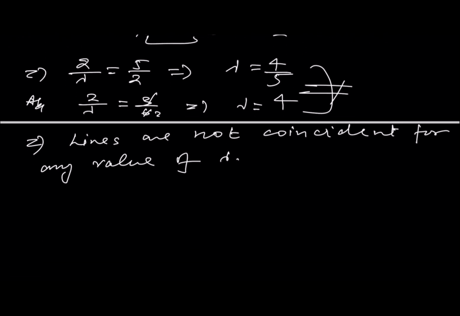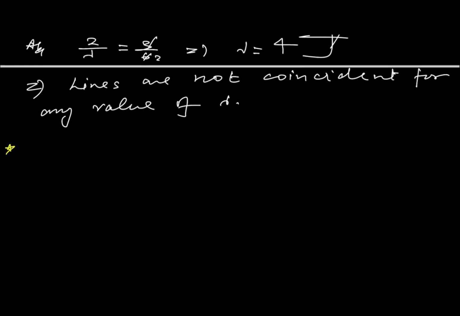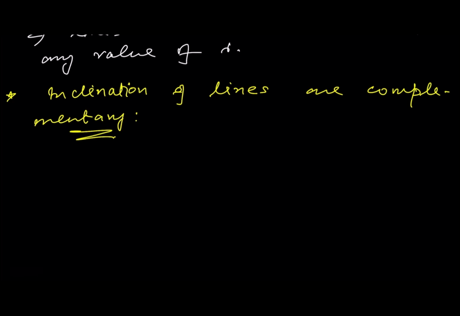Okay, now make one more caption: inclination of lines are complementary. Means if the inclinations of lines are complementary, then the product of slopes is equal to 1, means m1 into m2 is equal to 1.